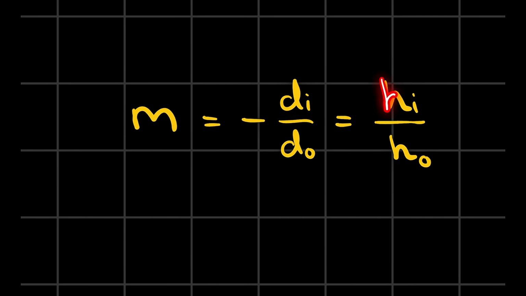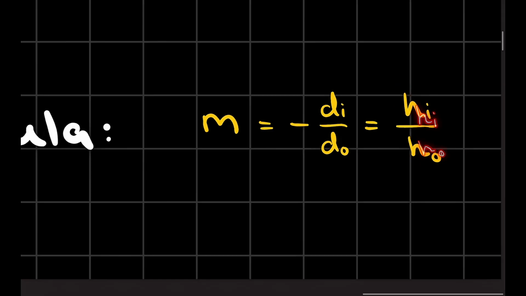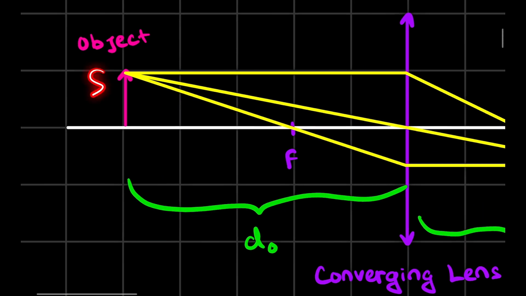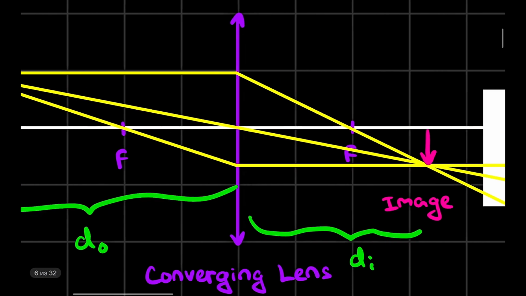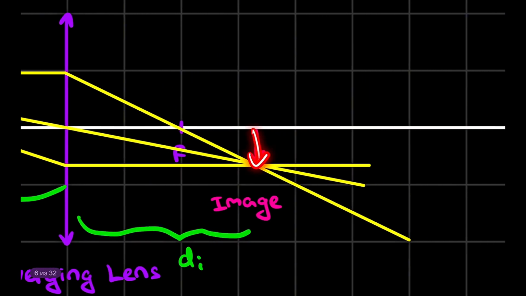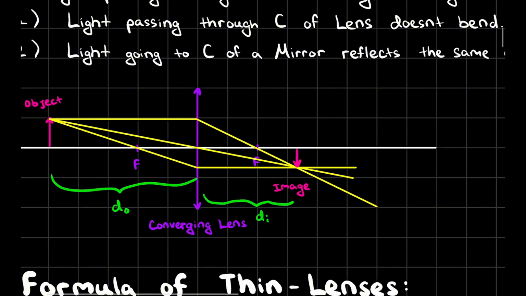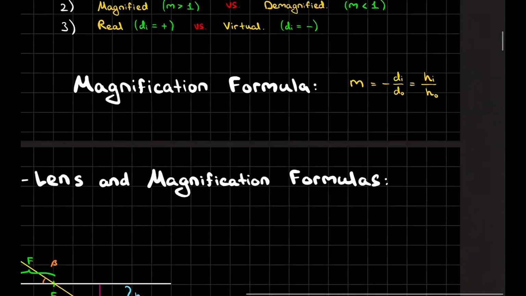And also, what are this hi and ho? Basically, it's just the height of the image and the height of the object. It might be, for example, 2 centimeters, and this one, let's say it's just half. This height might be just 1 centimeter. So we say that it got shorter by half. And why?